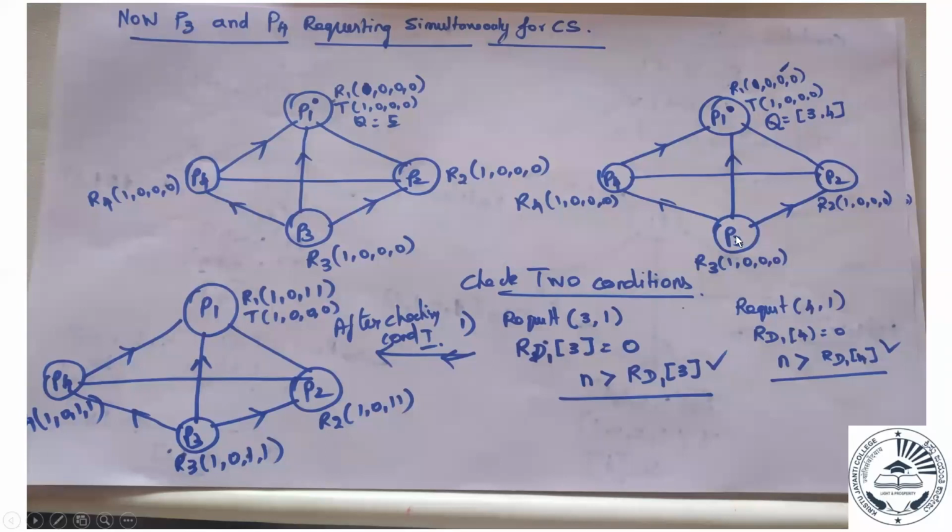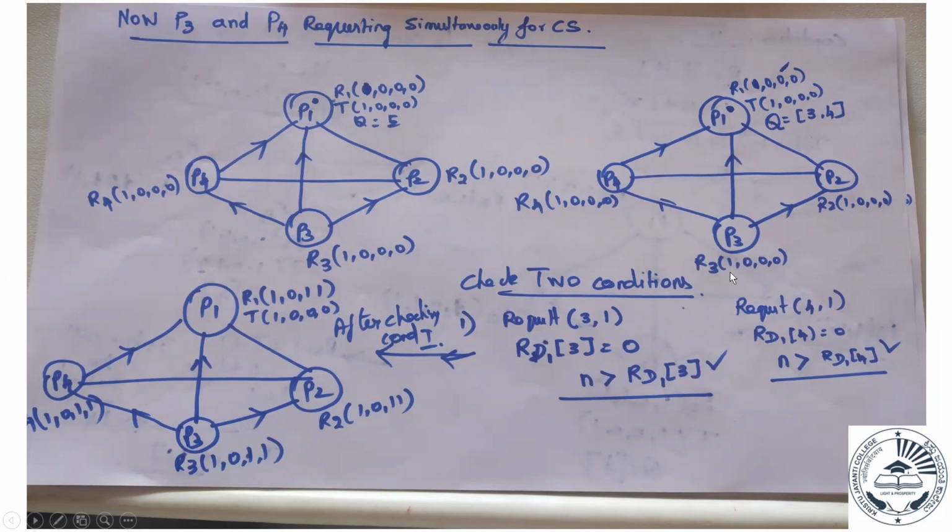And what request will come from P3? 3, 1. This is the request that will come from P3. 3 is the site number and 1 is the sequence number. What is the sequence number? N is equal to the ith value plus 1. So 0 plus 1 is equal to 1. So here N1 is greater than RD1 of 3.